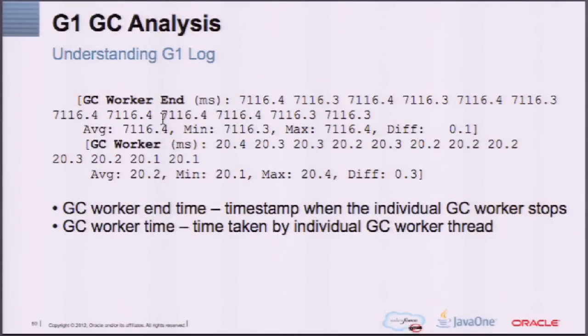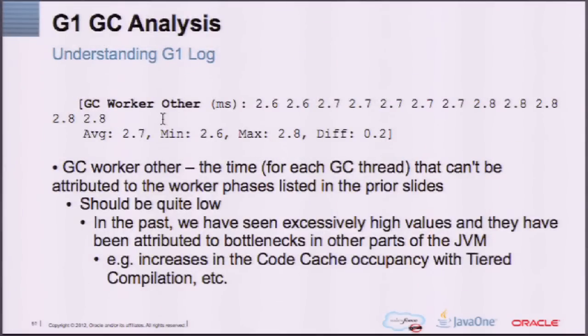And then finally, in the parallel phase, we have the worker end, which is timestamped, when the individual GC worker stops, and then the worker time total, the time taken by the individual GC worker. Again, average, min, max, difference. And then there's something called GC worker other. It just means what it says: the time that cannot be attributed to whatever I mentioned earlier. So it should be quite low. If it's high, and we've seen cases where it was high, it was because of increasing code cache occupancy when tiered compilation was enabled. So it was not a part of G1. It was basically a bottleneck in the JVM itself.